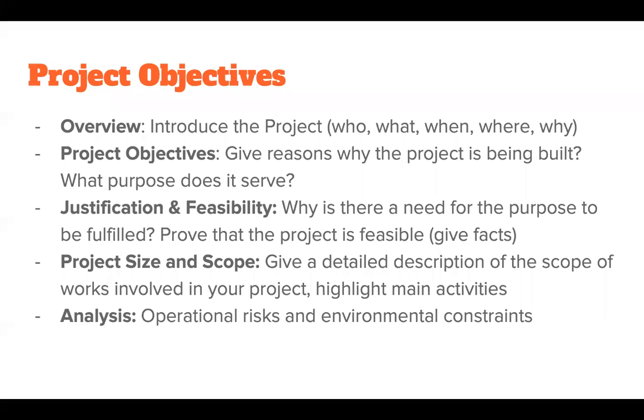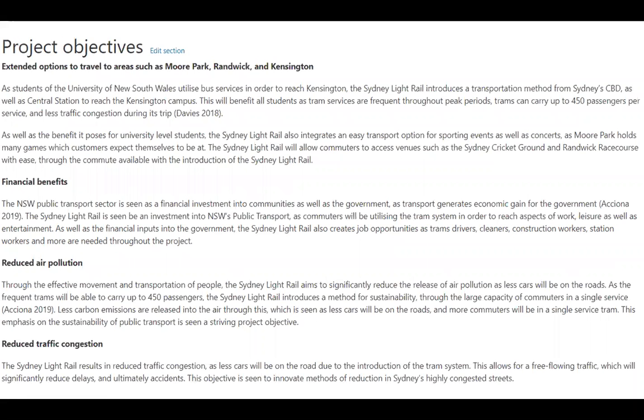The project objectives consists of 5 subheadings, 5 main subheadings. So it would be roughly an even split of 100 words each. And here are some examples from one of my team members for you guys to have a look at in your own time. On this slide.